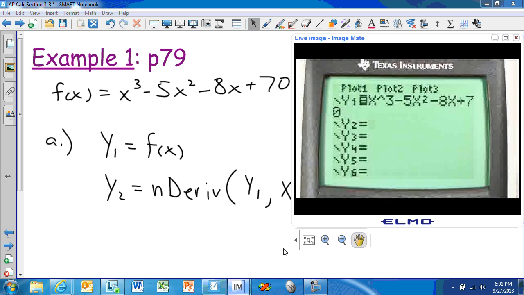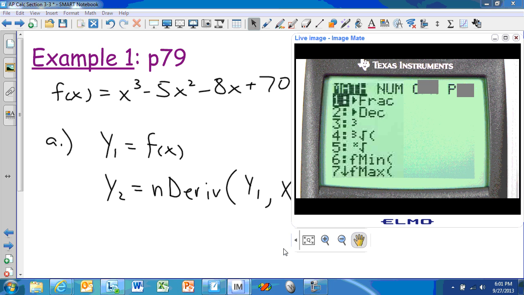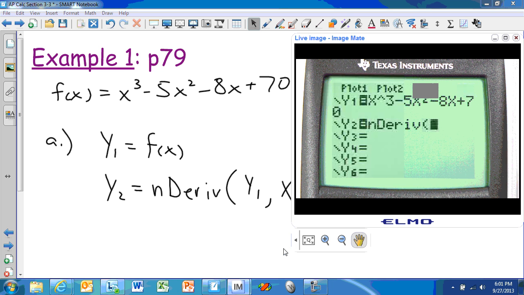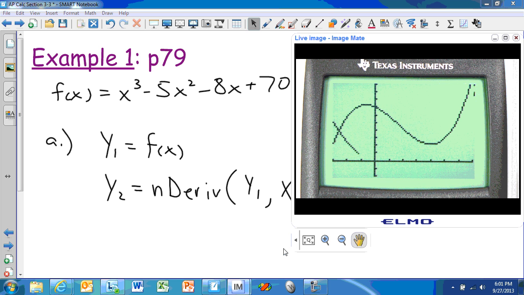So let's try that out. In y2, nderiv, my function is in y1, my variable is x, and my value is x. And we'll go ahead and graph it. Now you'll notice that it'll take a little bit of time to sketch this, and the reason for that is, first of all, it's got the nderiv command in there, which takes a little bit of time to crunch those numbers. But on top of that, it's referring back to function y1, so it takes even a little bit more time. But nonetheless, we get a very nice sketch of this function. So there's our function and our derivative function.